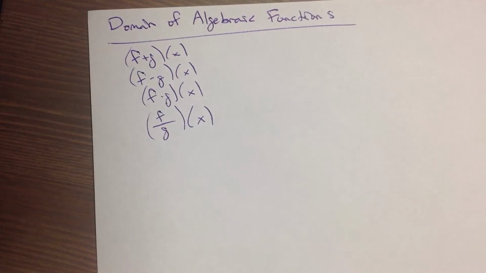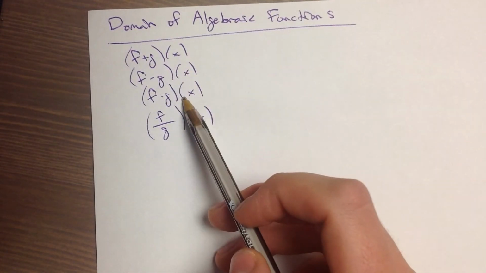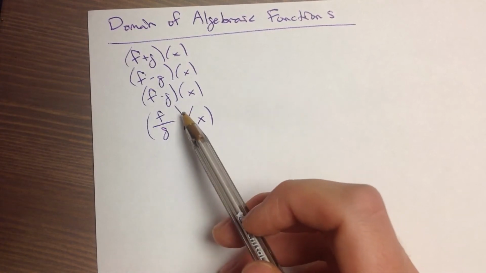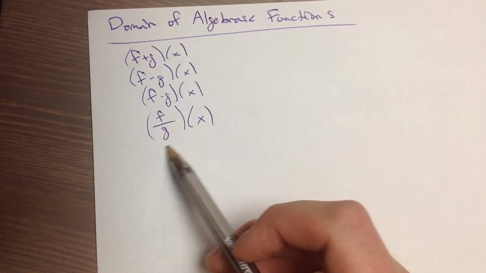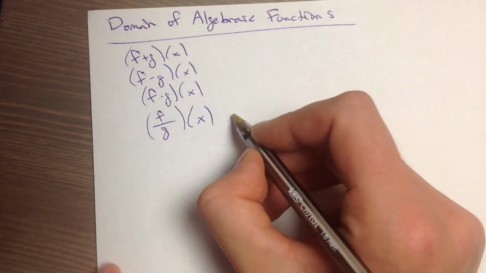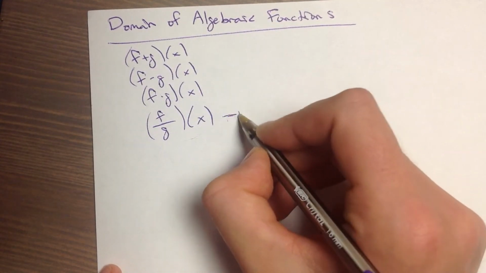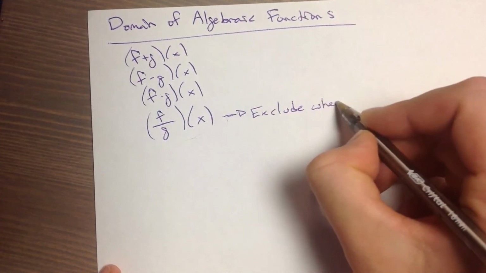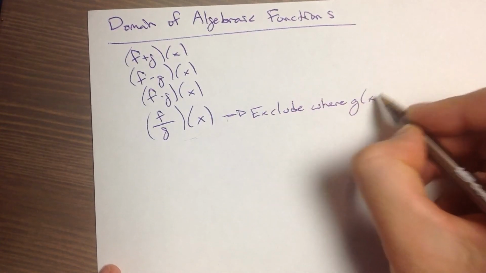A thing to note is domain is where the x or the input values exist. And so we can make these different functions and find the domain of them individually. Then we have to note that for this one, the domain is going to exclude where g of x is equal to 0. Well, let's think about that.